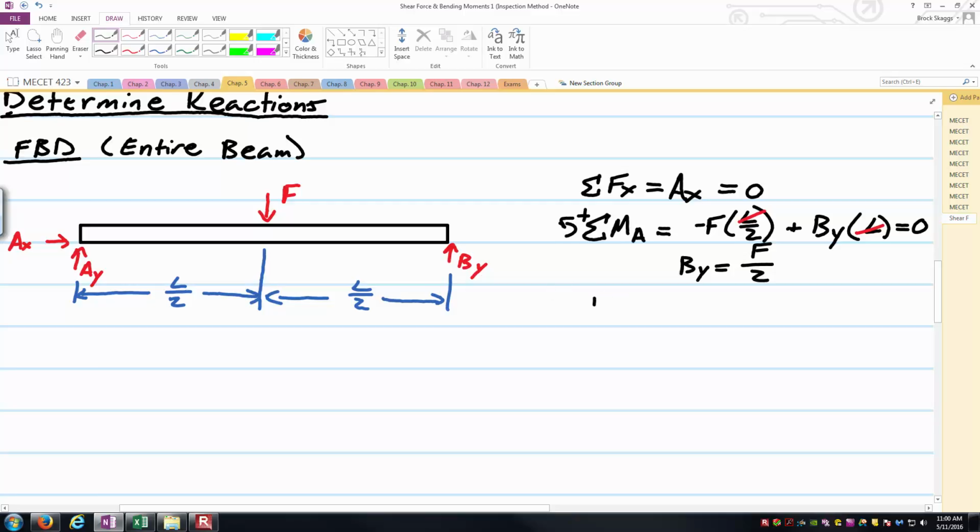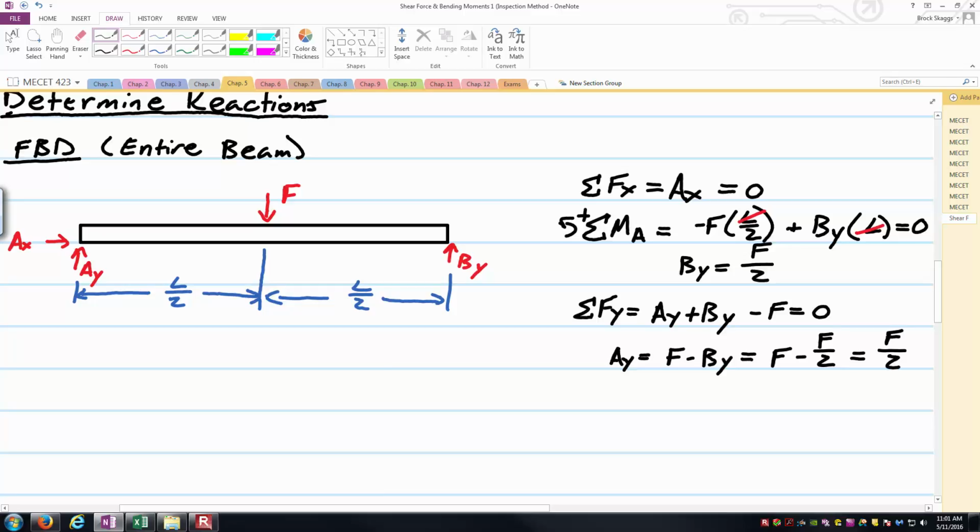So one more equation to go. We've got the sum of the forces in the y here. And so here we've got A sub y plus B sub y. Those are the two forces going upward, and so we'll take the convention that forces directed upward will be positive, and then minus F is the only one going downward. We know it's in static equilibrium, so we set it equal to 0. Now we're just looking to solve for A sub y. Isolating it, A sub y is F minus B sub y. But what was B sub y? Well, that was F over 2, so we can substitute that there, and we can see that A sub y is also equal to F over 2.